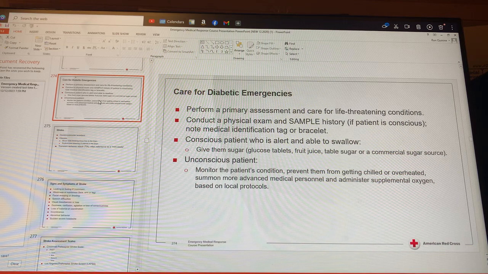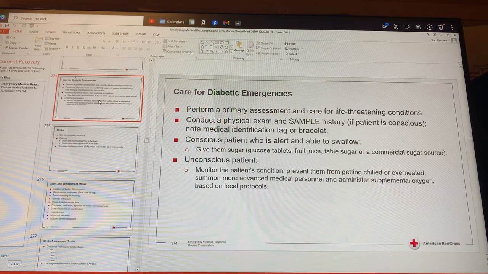Care for diabetic emergencies, okay? Perform a primary assessment and care for life-threatening conditions. Conduct a physical exam and SAMPLE history if patient is conscious. Note medical identification tag or bracelet.